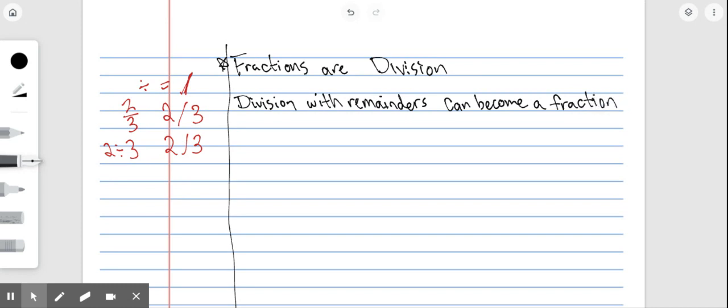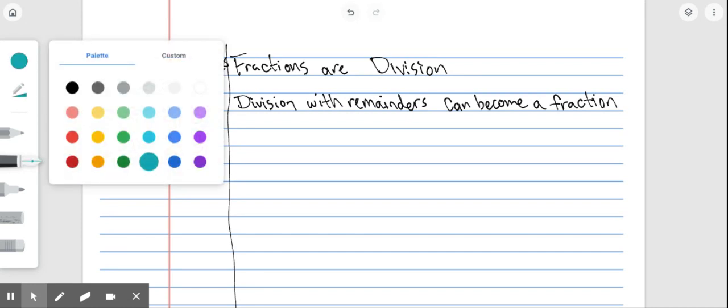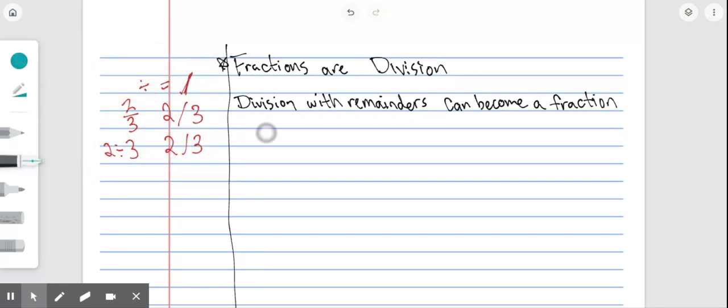Okay, so let's do an example. I'm going to do the division 9 divided by 2. Okay, 9 does not divide evenly by 2. This can become the fraction 9 over 2. Okay, but I want to make it a more simple fraction.